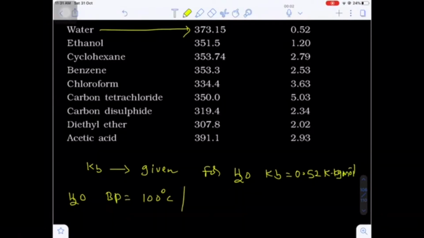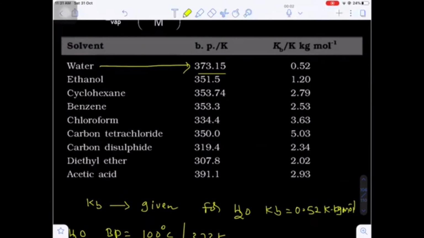Okay, in case of Kelvin, 100 plus 273, so we can write 373 Kelvin. Strictly speaking it is 373.15, otherwise normally we can use 373 Kelvin or 100 degrees Celsius. So what is the Kb? That is the molar elevation constant for solvent water, 0.52. This is a very important piece of information, so we have to remember the Kb value for solvent water.